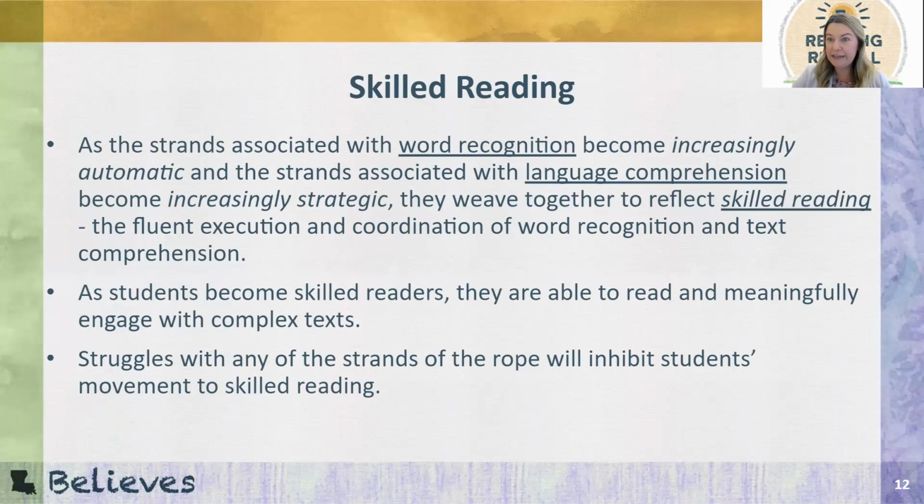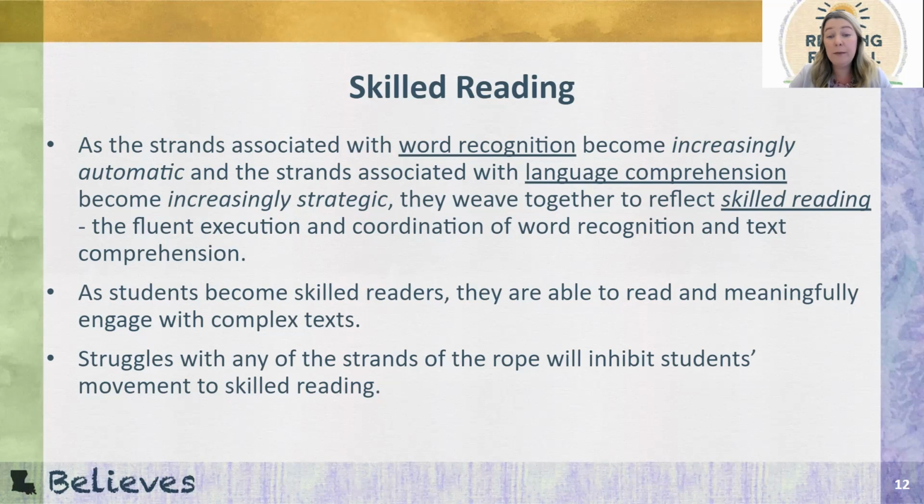So becoming a skilled reader: I said if we had these two strands and we become more proficient, we become skilled readers. So let's talk about how we become skilled readers. As the strands associated with word recognition become increasingly automatic, we are doing them more and more frequently. And the strands associated with language comprehension become increasingly strategic. We're pulling from the brain quickly, strategically, on how to understand that language comprehension. They weave together to reflect skilled reading. And this is when the fluent execution and coordination of word recognition and text comprehension happens.